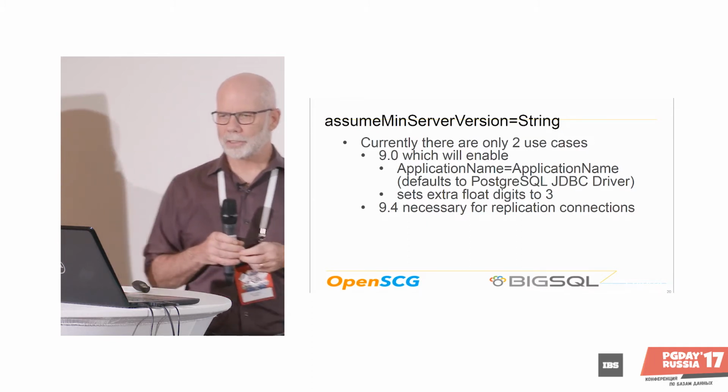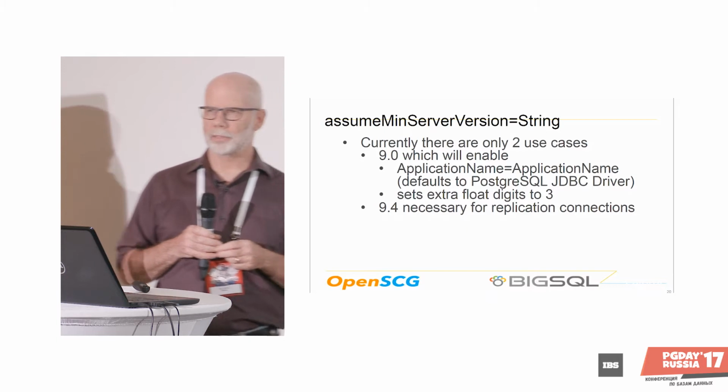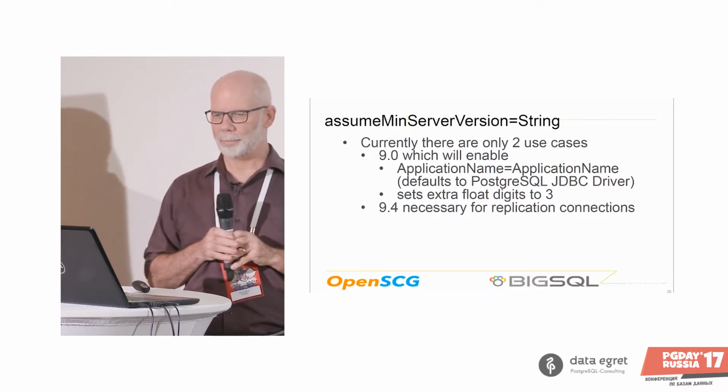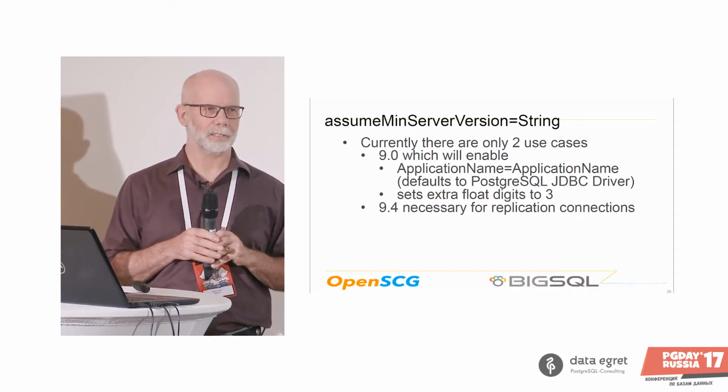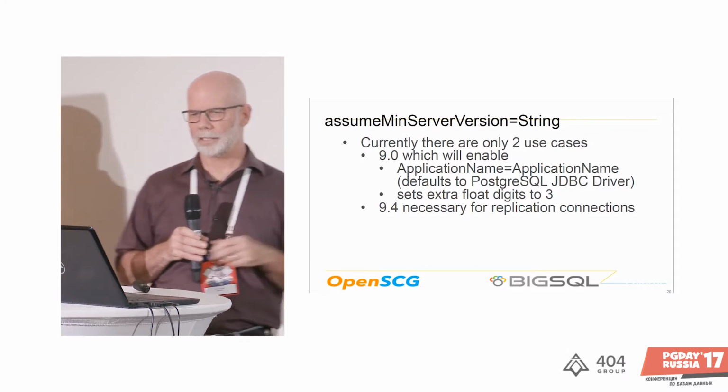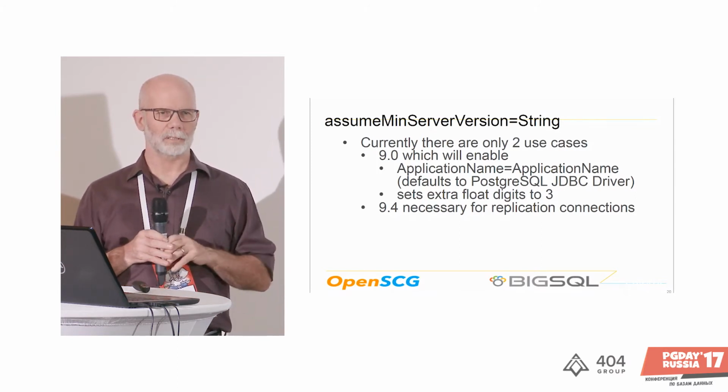Assume minimum server version equals string. There's sort of only two use cases for this. The most important one is in 9.4: it's necessary to create replication connections. I have a few slides later on which explain exactly how this works.